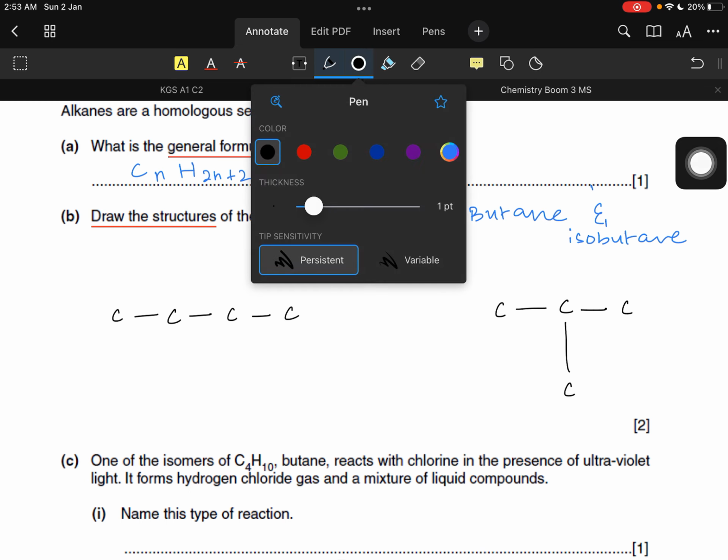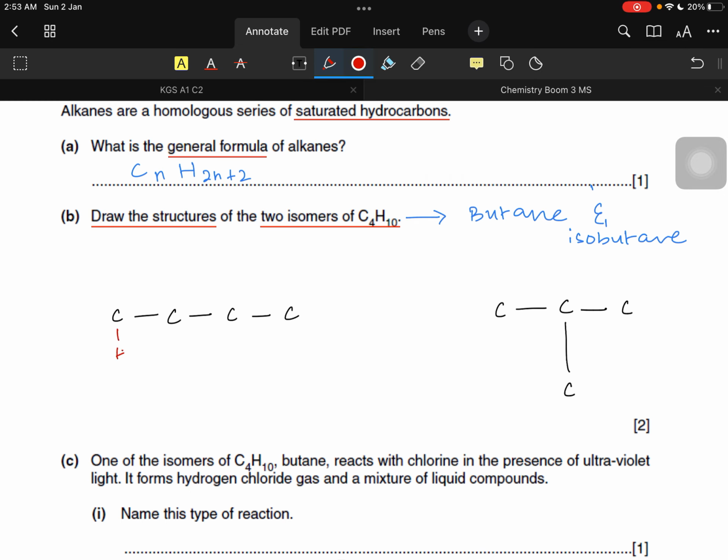I'll put my hydrogens over here. So I'm drawing just enough hydrogens for each carbon to have a total of 4 bonds. If your carbon is in the center with 2 bonds already, you give 2 more. If your carbon is in the corner with 1 bond only, you give it 3 more. The carbon in the center gets only 1 more because it made already 3. This carbon gets 3, this carbon gets 3 more bonds.